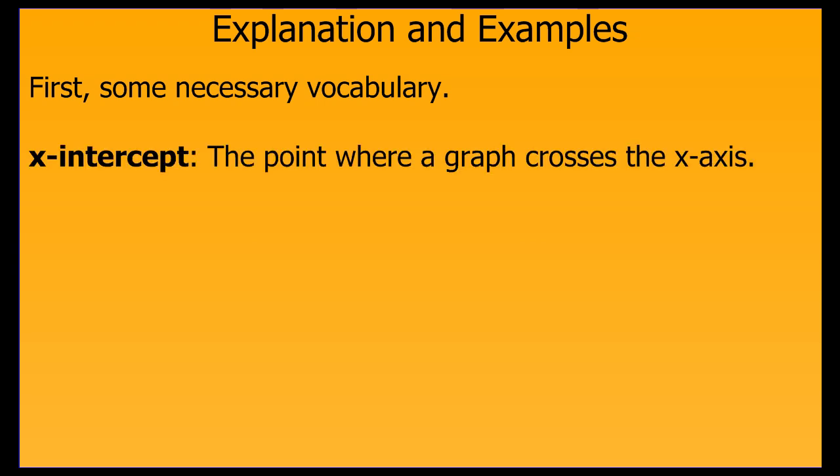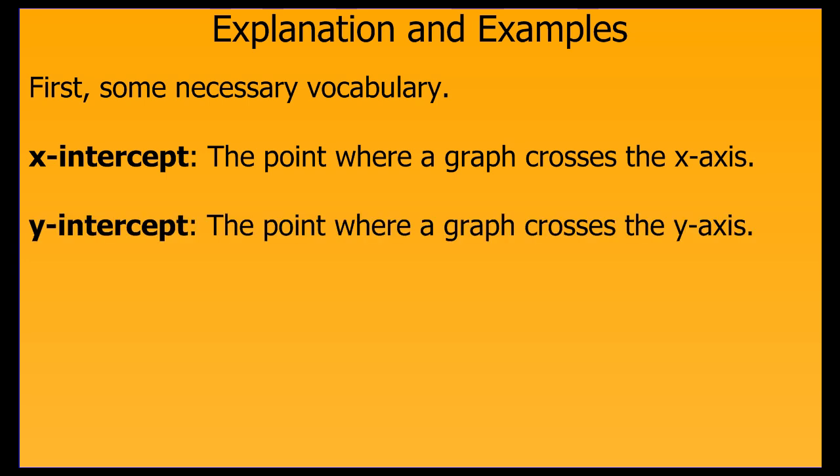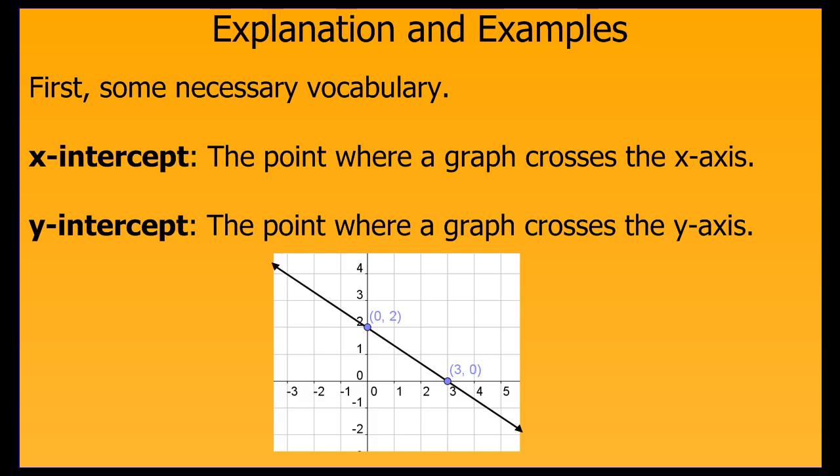The x-intercept is the point where a graph crosses the x-axis, and the y-intercept is the point where a graph crosses the y-axis. Let's take a look at this graph and notice where the graph crosses the x-axis and where it crosses the y-axis. Here is where the graph crosses the x-axis, so this is the x-intercept. Notice that the y-coordinate of the x-intercept is 0. This will always be true, for in order for a graph to be crossing the x-axis, y must be 0.